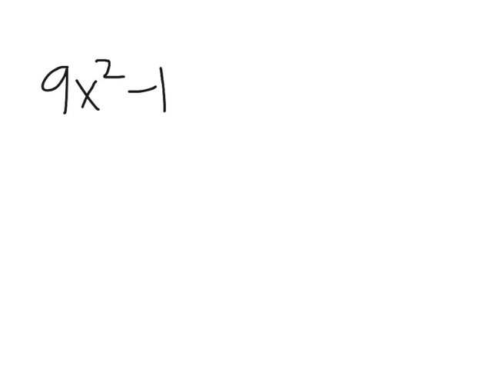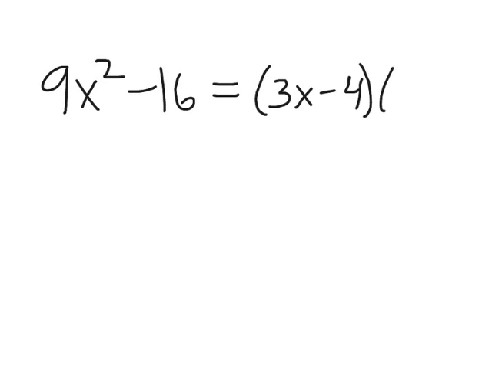9x squared minus 16. First off, I look for my greatest common factor. There isn't one. If there was one, I would take it out first. But then I notice that I have two terms, and I notice that I have x squared, so that's a square. I notice I have 9. 9 is a square. It's 3 squared. And I have 16. That's 4 squared. So this one's just going to factor as 3x minus 4, 3x plus 4. So that one's pretty easy.